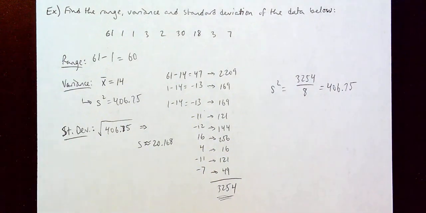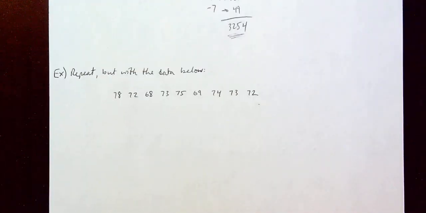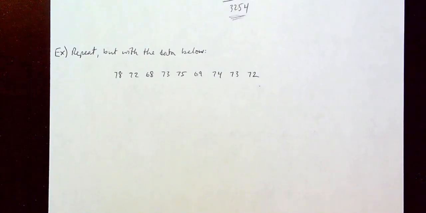So moving on to our second problem, we're going to do the exact same thing. We're going to find the range, the variance, and the standard deviation, but we're going to do it with the following data set below. We still have 9 values, but even once you find the range, you can probably guess what our variance and our standard deviation are going to be like.